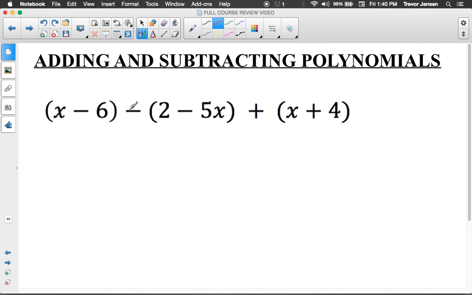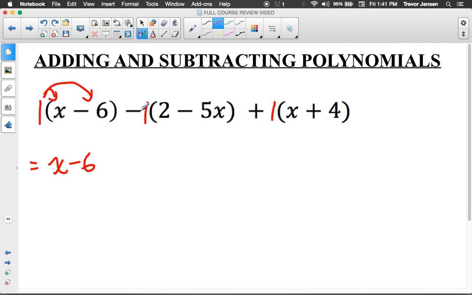So basically, if you have a set of brackets and you don't see a number out front, there's a 1 there. Here, there's a 1 there. There's a 1 there. Now, to get rid of the brackets, you multiply everything in the brackets by the number out front. So 1 times x and 1 times -6, that's not going to change anything. That's just going to give us x minus 6.